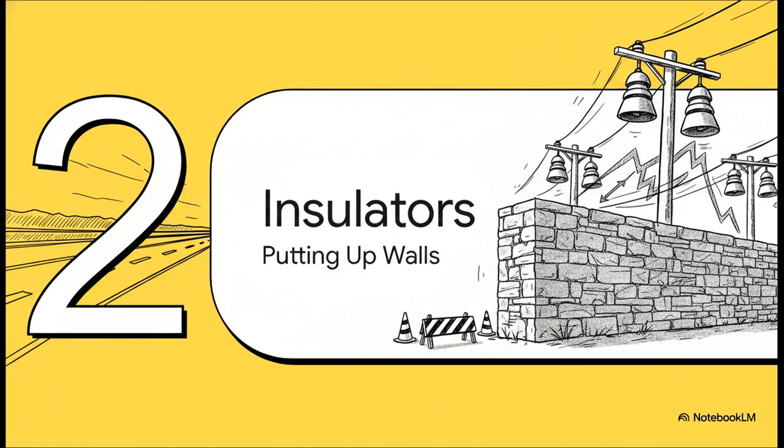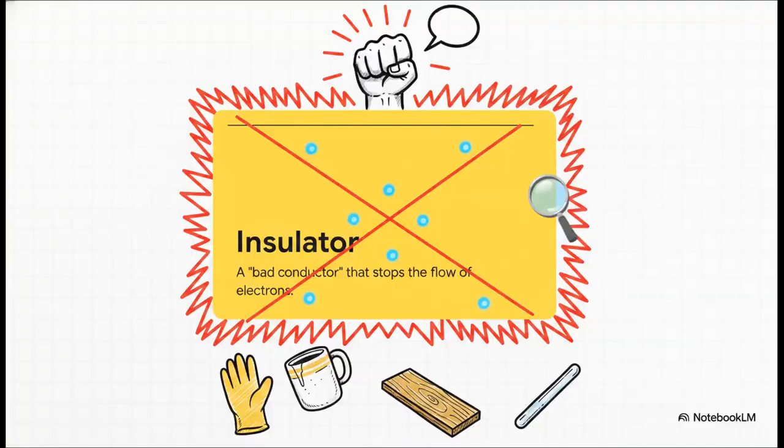All right, so if you've got these superhighways, it makes sense that you'd also need some walls, right? Some roadblocks to control where all that traffic is going. And in the world of electricity, we call those insulators. An insulator is the polar opposite of a conductor. Its whole job is to block that path. It just stops electrons dead in their tracks. It's got really high resistance, so it basically throws up a giant stop sign and tells that electric current, nope, you're not getting through here.